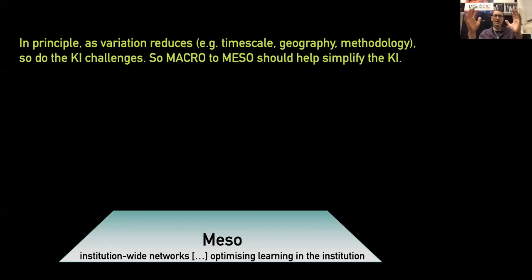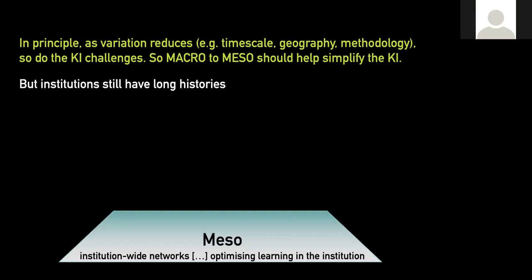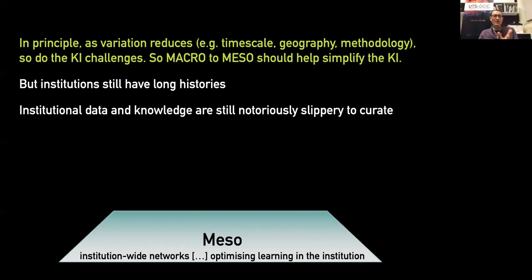Now, as we scale down to the meso layer and the level of the institution, that should help simplify things, right? Because now, in theory, we have a lot more control over where our data came from and how it's structured and organized and what the history was that led to that. However, we also know institutions have long histories. We know that institutional data and knowledge are still pretty slippery things to curate. If any of you are involved in trying to align data within your institution or to manage knowledge, you know how tricky this can be.